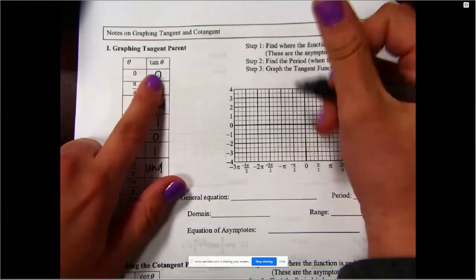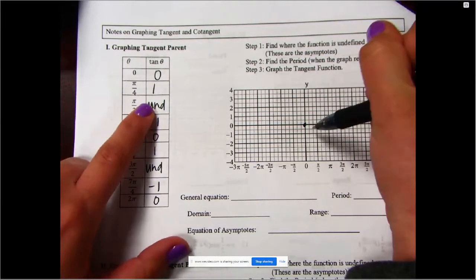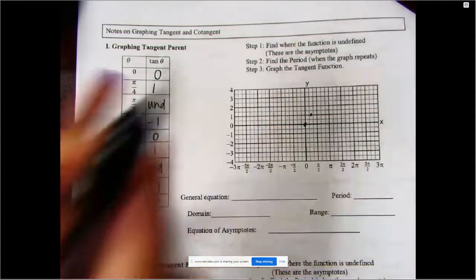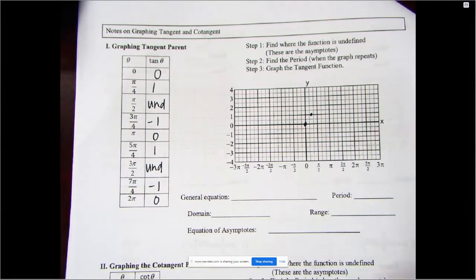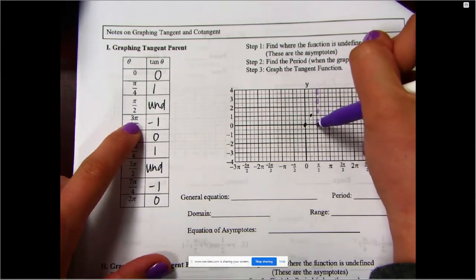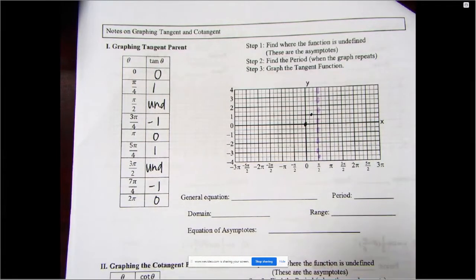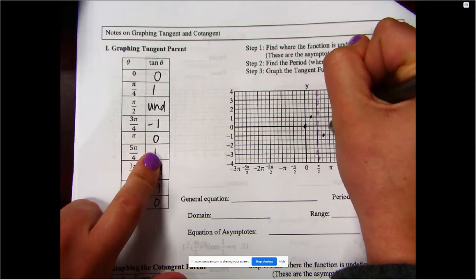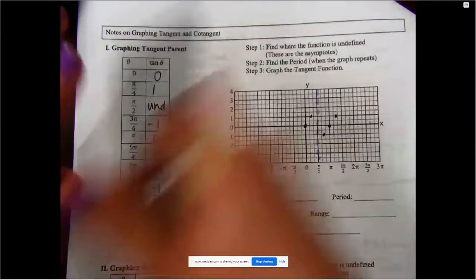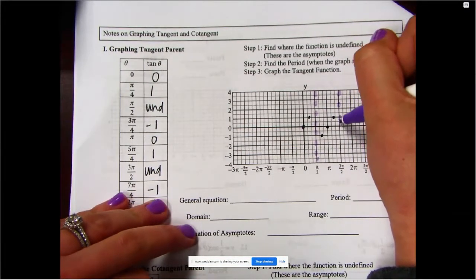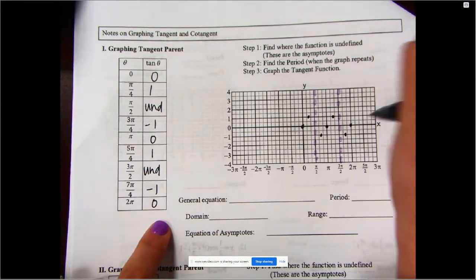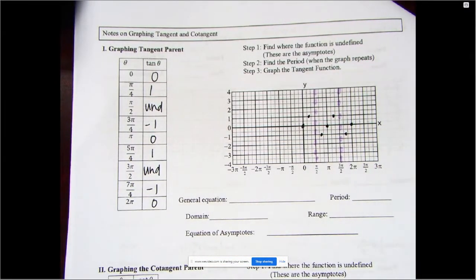So at 0, 0. Pi over 4 is halfway between 0 and pi over 2, so we're going up 1. Now to graph undefined, that is an asymptote. So at pi over 2, that's an asymptote. 3 pi over 4 is -1, then 0, then 1, undefined, -1, 0. Cute. Okay, so this is what tangent looks like.